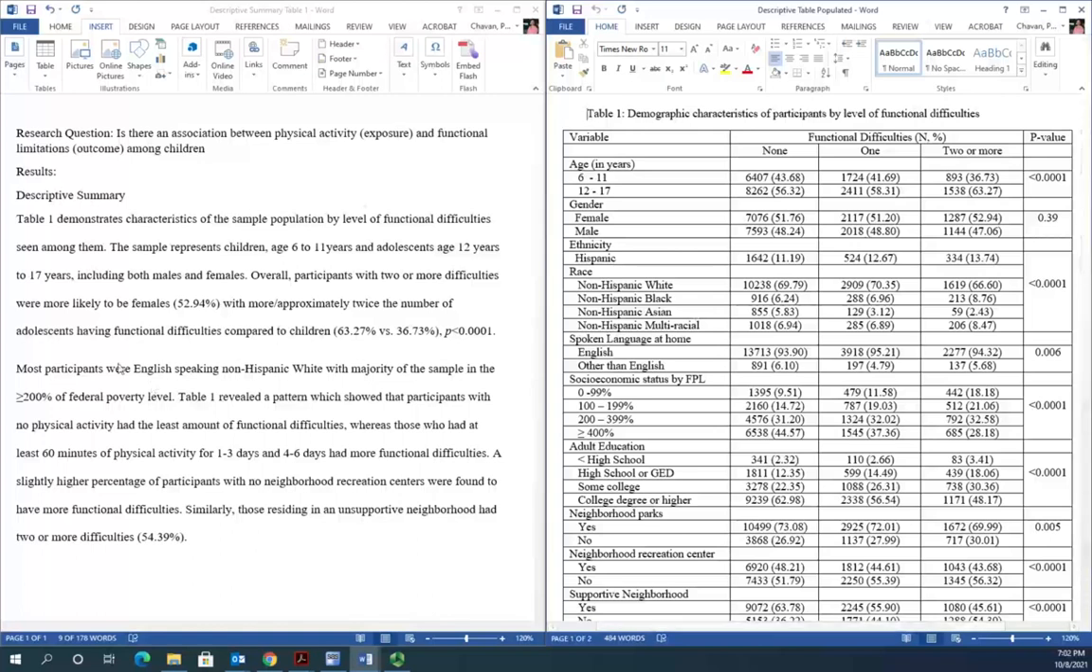So, how did I come to this particular conclusion that most participants were English speaking? Because if you look at all these percentages, more than 90% of the children in this particular sample were living at homes where the spoken language was English. And also the majority of them, as you can see, greater than 60% or almost 70%, were non-Hispanic whites. So this is how you can describe it in one sentence, followed by the majority of the sample with greater than or equal to 200% of federal poverty level.